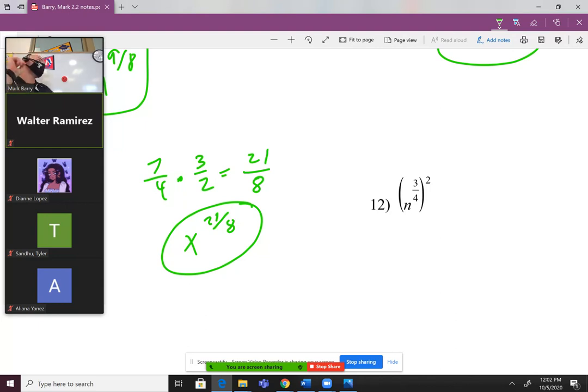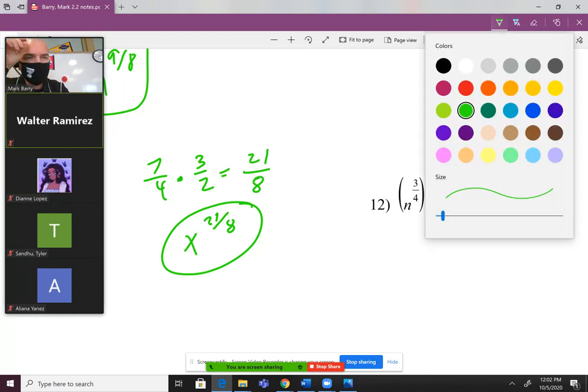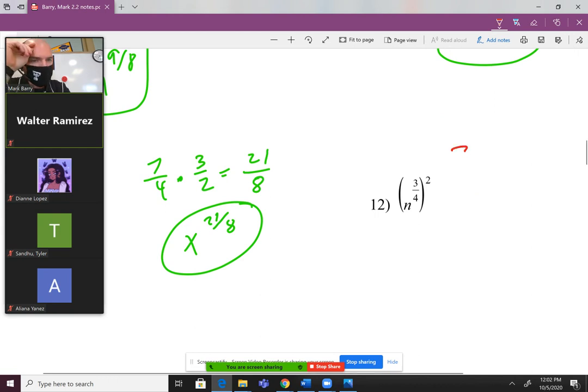All right, number 12, now we're going to multiply here. And watch this one, because this is a very common mistake that a lot of people make, so I don't want you guys to make this mistake. When we're multiplying this one, it's going to be 3 over 4 times, and then I'm going to write this one as 2 over 1.